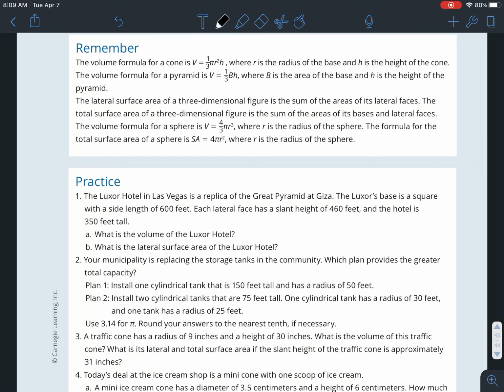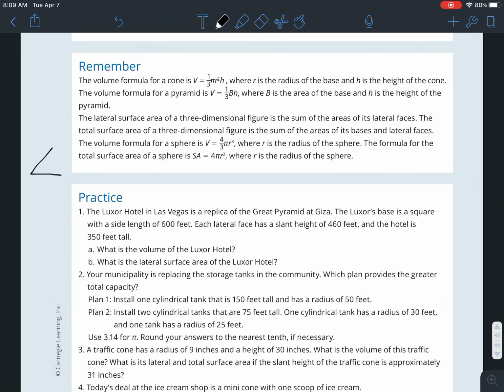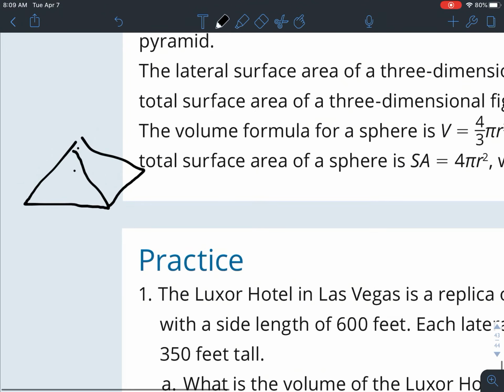The Luxor Hotel in Las Vegas is a replica of the Great Pyramid of Giza. The Luxor base is a square with a side length of 600 feet. So, we gotta look at a pyramid. And they said it's a square base. Meaning that it's gonna look kind of like this, because it all comes up to a single point right up here.